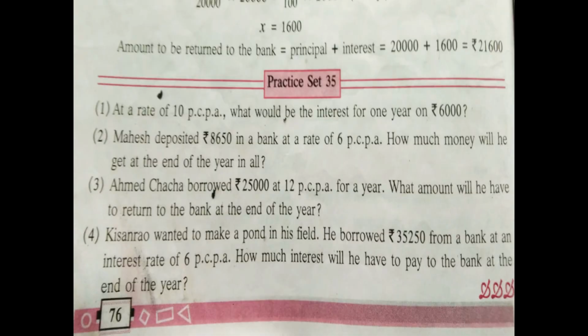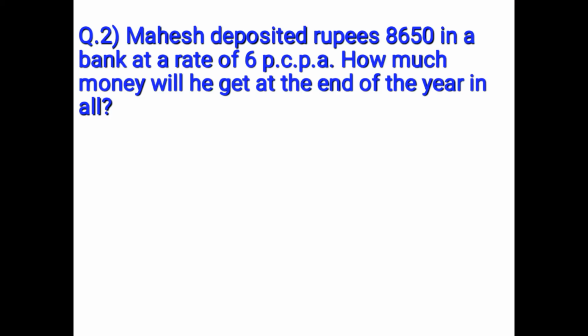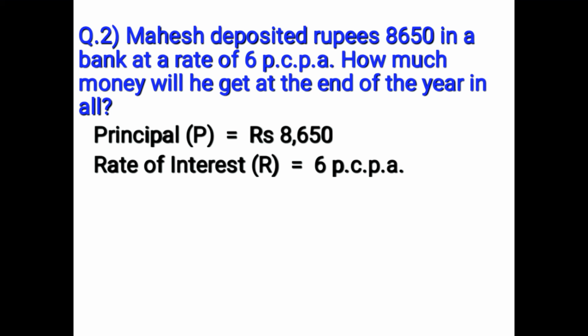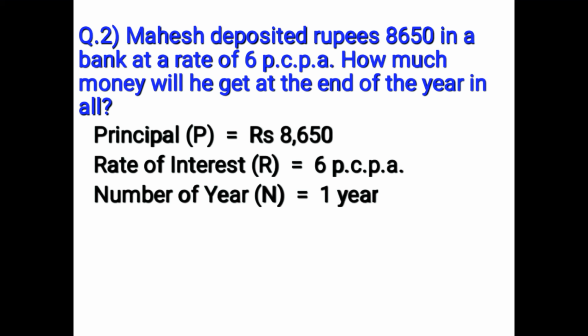Now we'll do the next sum. Mahesh deposited rupees 8,650 in a bank at a rate of 6 PCPA. How much money will he get in whole at the end of the year? Principal is equal to rupees 8,650. Rate of interest is equal to 6 PCPA. Number of years is equal to 1 year.